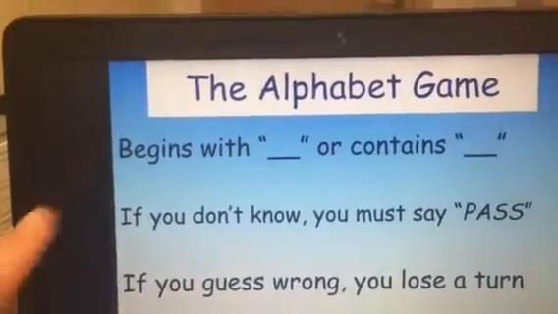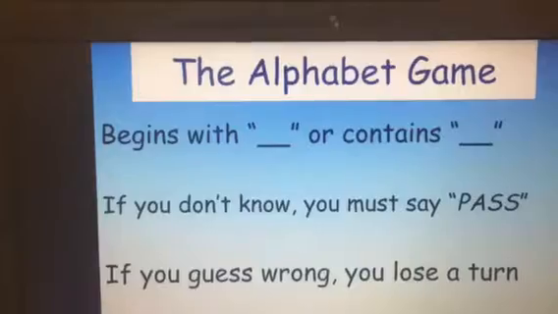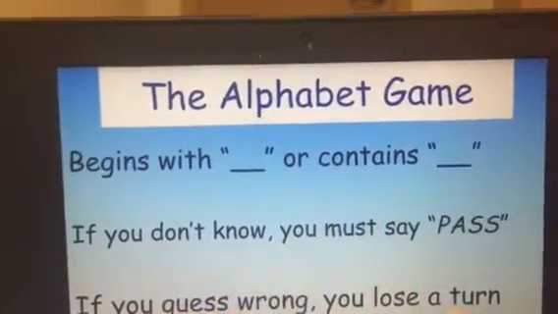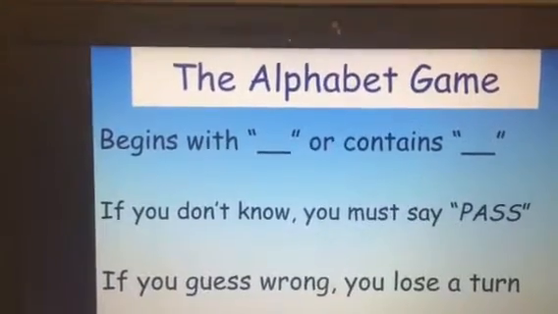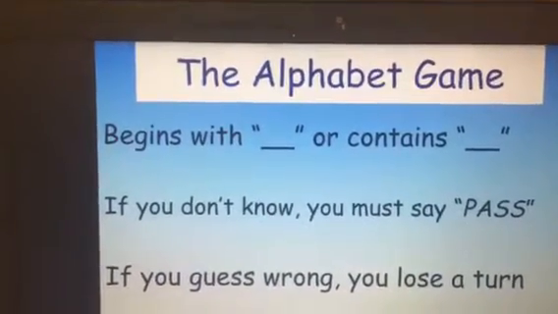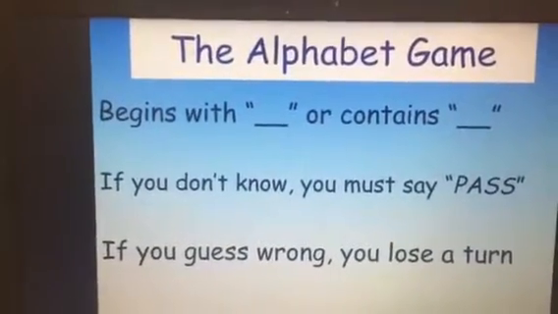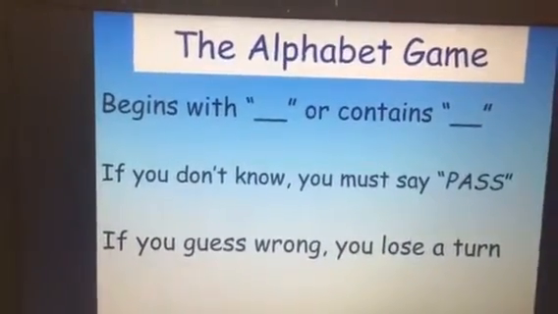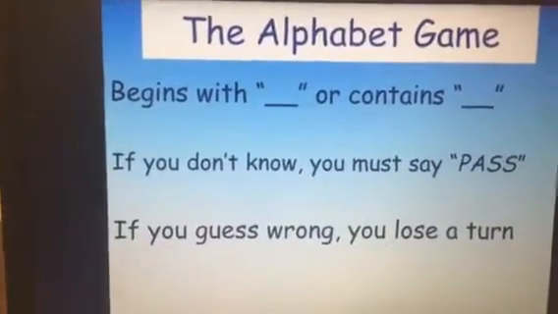So the rounds will say it begins with this specific letter, begins with A, begins with B, or sometimes you should use contains, especially if you're dealing with the tough letters like X. If one of the competitors doesn't know, she should say pass, because if that player guesses wrong, she would lose a turn and her competitor would get 2 turns in a row.